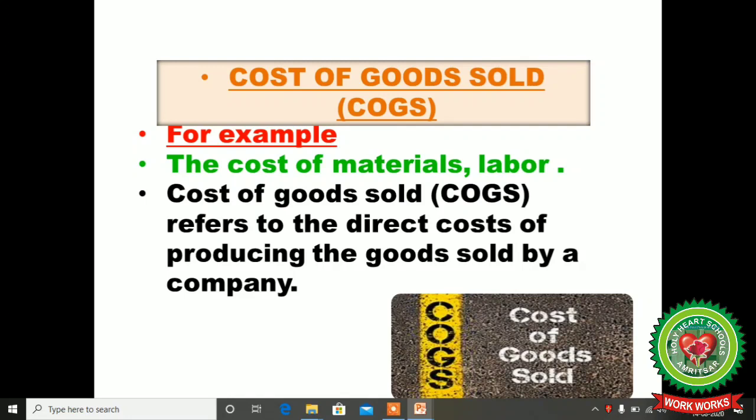First point is cost of goods sold, COGS. Cost of goods sold means your direct cost on production. Example, the cost of raw material, labor. Cost of goods sold refers to the direct cost of producing the goods sold by the company, and this cost does not consider the indirect expenses, like selling expenses.